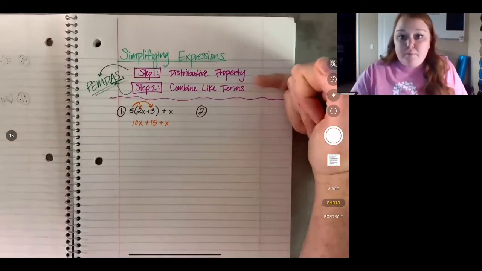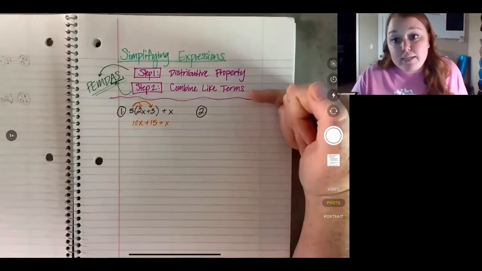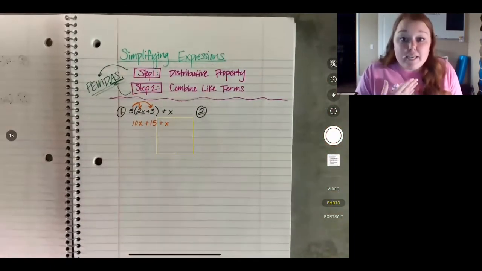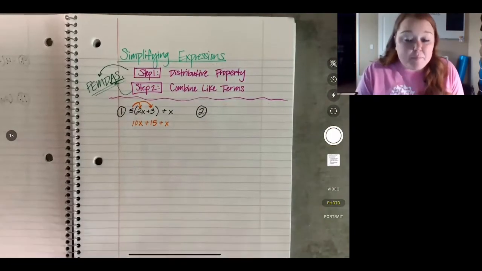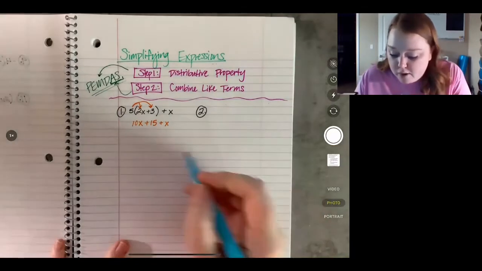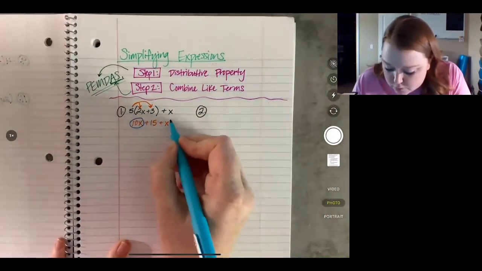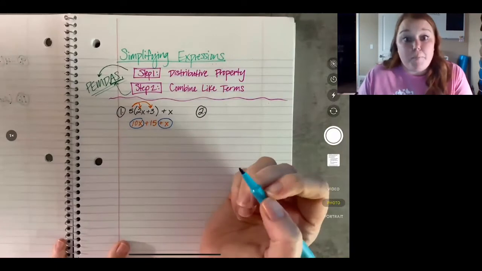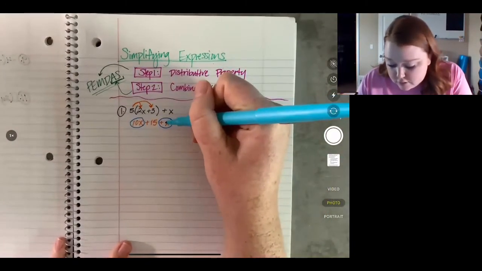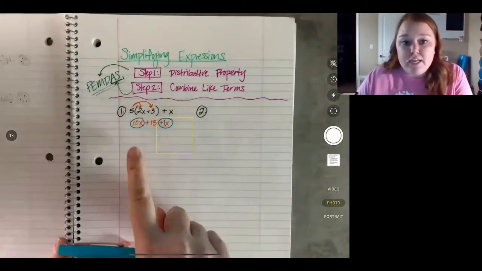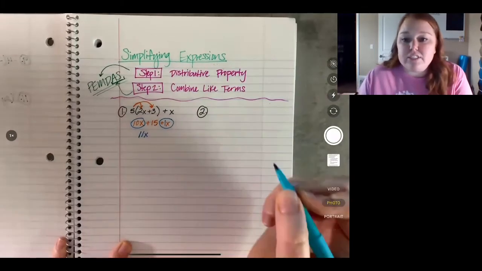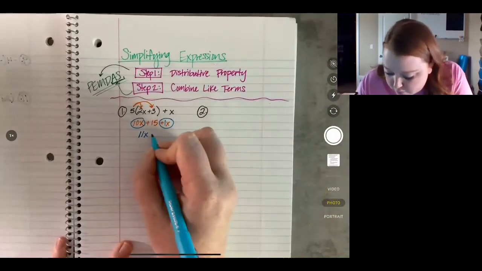After distributive property, what do I do? I combine like terms. You can only add or subtract terms that have the same variable raised to the same power. Got to have that in your head, okay? Same variable raised to the same power. So a 10x can go with this x. Remember the secret coefficient? What number is technically in front of that x? It's a 1. So 10x plus 1x is 11x. And then the 15 doesn't have any like terms, so I just drop it down.